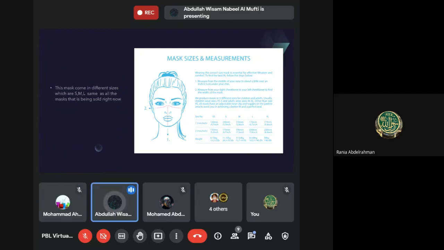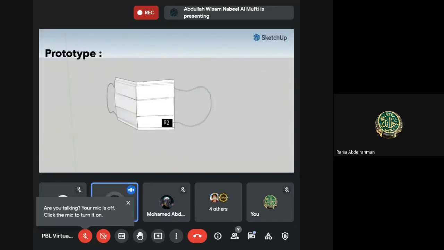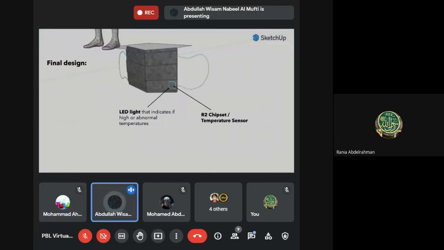So here you can see the standard measurements for a mask: small, medium, and large. This mask will also use the same standard measurements. Now I'm going to show you a more zoomed-in look at the model. This is the prototype, and this is the final design. As you can see, there's a square. This is an LED light that indicates if there's a high or abnormal temperature. It will light blue or red.